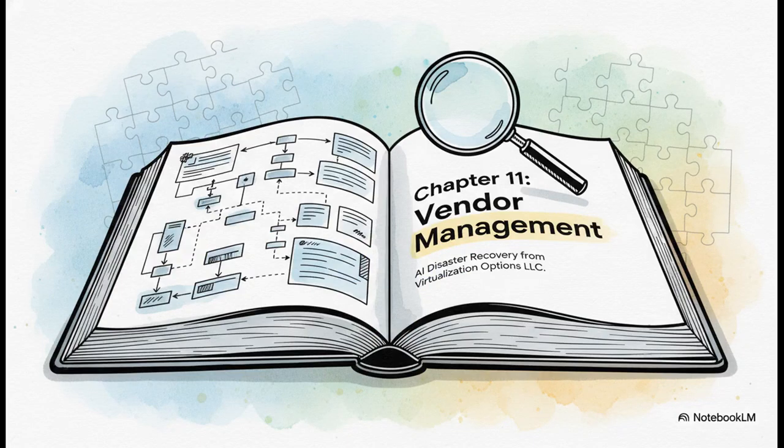So, this is part of a much bigger series where we're walking through an awesome, super detailed guide from Virtualization Options LLC on DR for AI systems. Right now, we are laser focused on Chapter 11, which is all about managing your vendors and other third parties. And trust me, this is a topic that can really make or break your entire system's resilience.